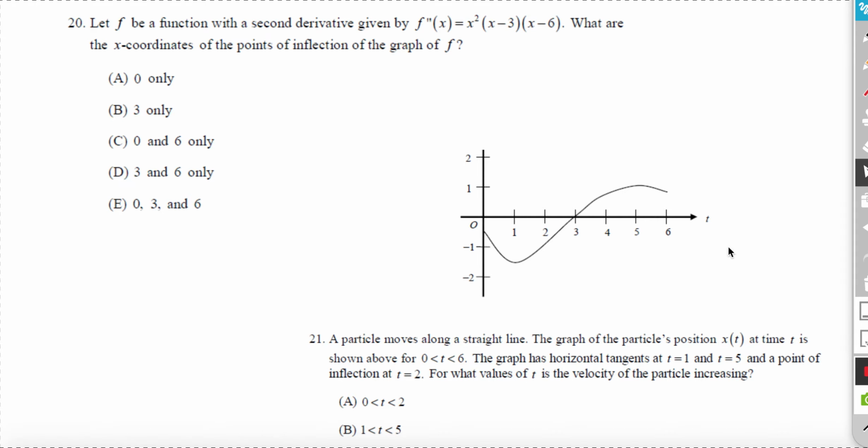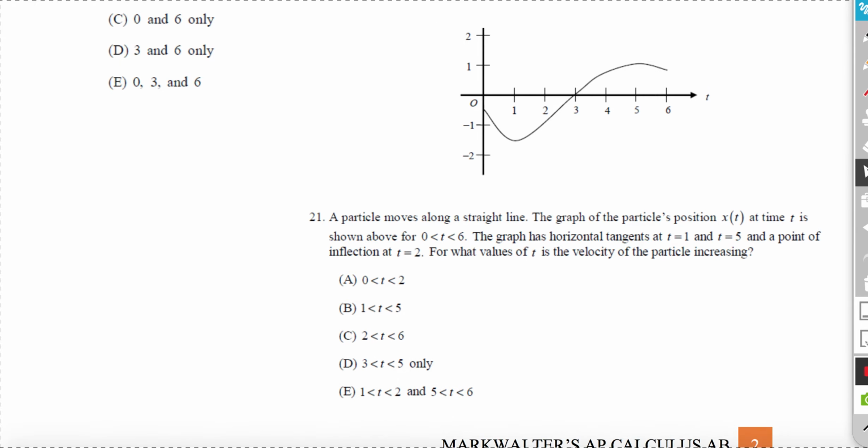All right, and as a last example here, a particle moves in a straight line. The graph of the particle's position, x of t, so that's kind of like our initial function, right? x of t is position. Position is given up here. The graph has horizontal tangents at t equals 1, just going to draw that in, and t equals 5. So what does that mean? Horizontal tangents means x prime of t equals 0 there.